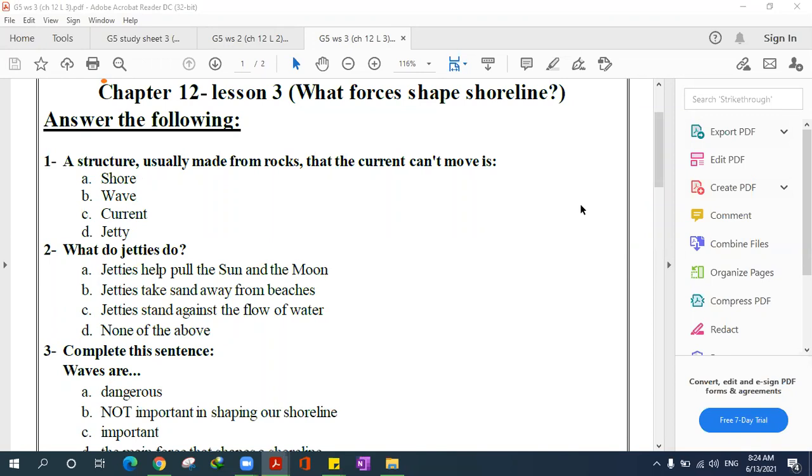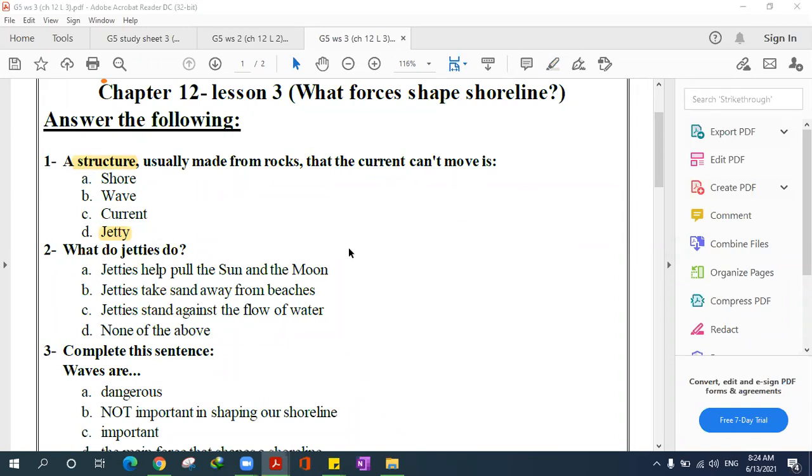Number 1: a structure is usually made from rocks that the currents can't move. It's a structure, okay, and it's made up of rocks, and it blocks the currents or waves. What do you think? It's going to be true. The jetty, yes. It's the only structure in the whole choices. Okay, number 2. Thank you, Isil.